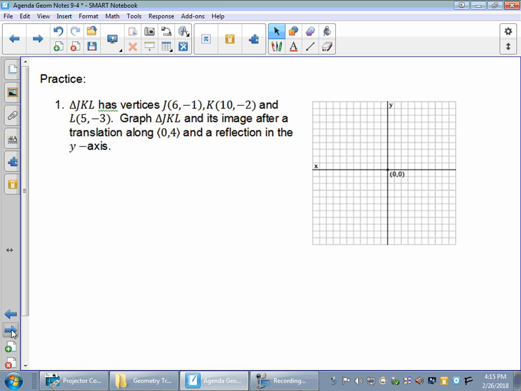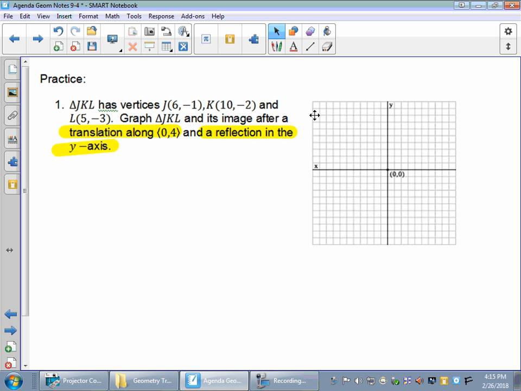If we wanted to do example number 1, we know the order that we want to do our transformations by the order that it's written down. So if I start looking at my directions, the very first thing it says is after a translation along 0, 4. That means I'm going to want to translate my points first. Then we're going to follow that by a reflection in the y-axis. The rules for those haven't changed at all. They're still going to be the exact same.